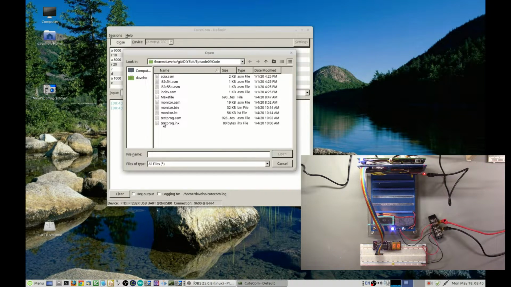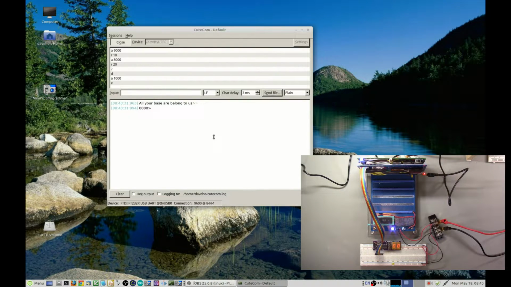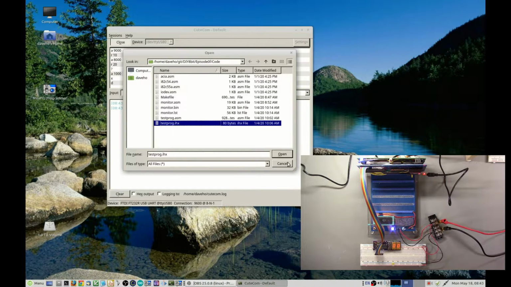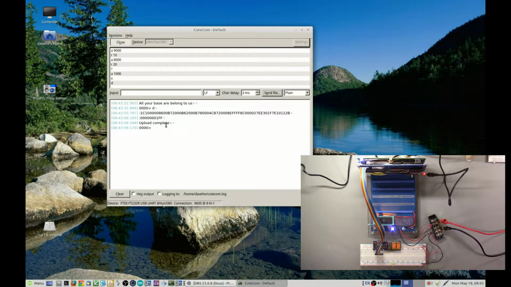Let's see, so that is testprog.ihx. Actually, before we do that, we need to send the D command for download to the monitor program. So let's load the data for the test program. Okay, that's promising. So that should now be loaded to address 1000 hex. So let's change the monitor address to 1000 hex.